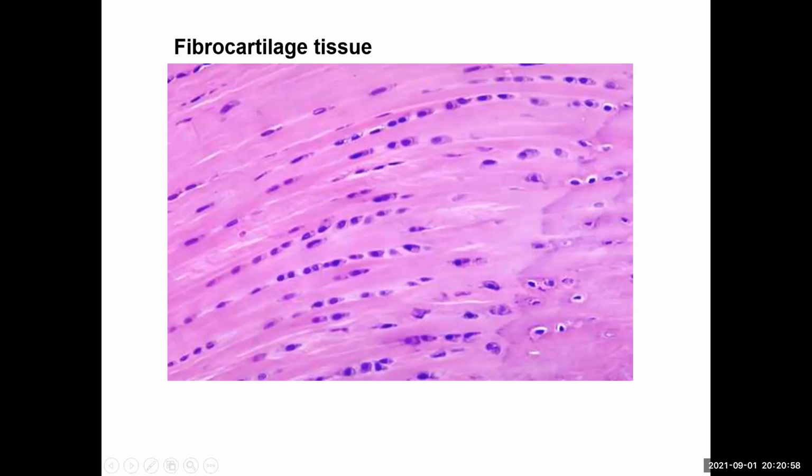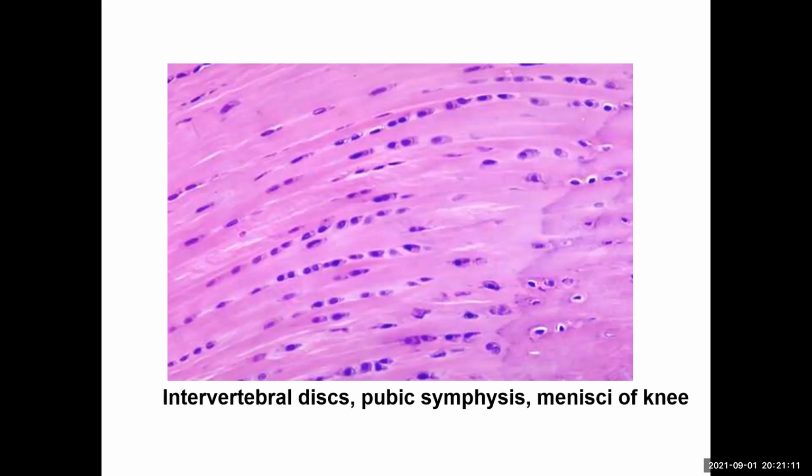Now, those first two cartilages I was showing you, the hyaline cartilage and the elastic cartilage, have a coating to them, which is called the perichondrium. Fibrocartilage does not have a perichondrium. It's found in 3 places in the body. In your spine, where the intervertebral discs are, in the pubic symphysis, where your 2 hip bones come together in front of you, just below the belly button, and then in the menisci, shock absorbers of the knee.